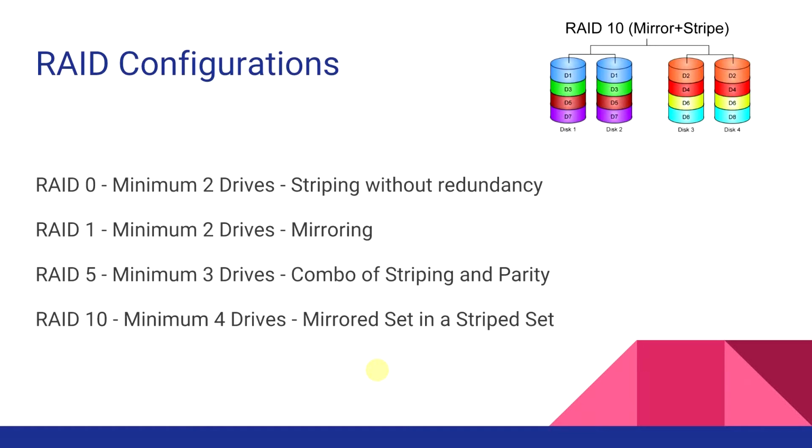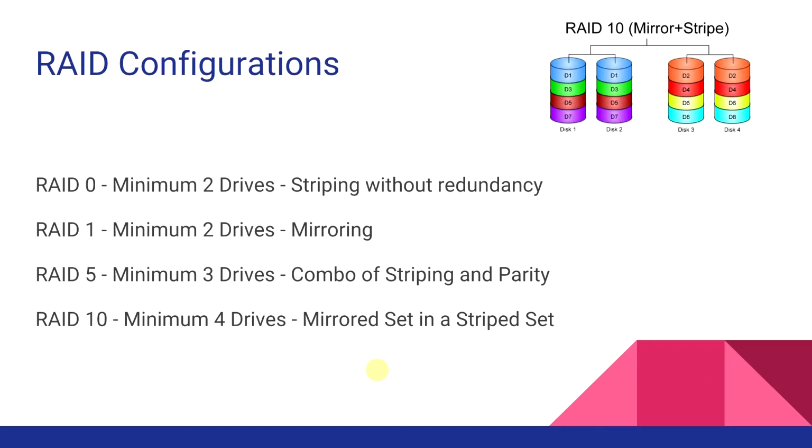We're going to skip all the way down to RAID 5, which is a minimum of 3 hard drives, and you're going to do a combo of striping and parity. So what does that mean? That means that we're going to stripe data across all 3 drives, right? And then what we're going to do is we're going to look for data errors as it's striping that information. Skip down to RAID 10.